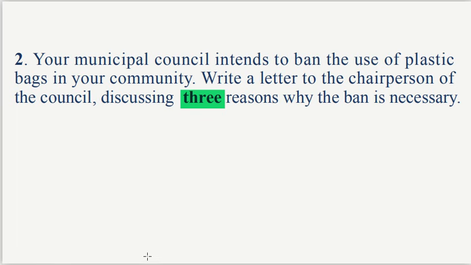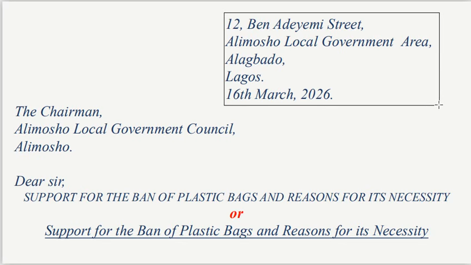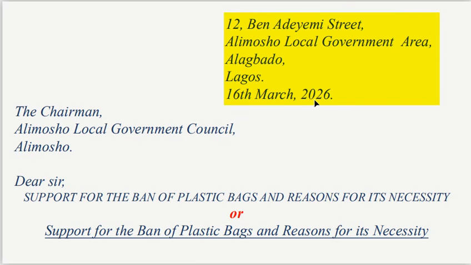Okay, so as we have discussed in the steps to follow, the first thing is the writer's address and date. Now look at my own address. It is on the right side of the booklet, and I used the same address I used in the previous video on informal letter. I just changed the date. 12 Ben Adeyemi Street, Alimosho Local Government Area, Alagbado, Lagos. 16th March, 2026. So this address is appropriate for both formal and informal letter.